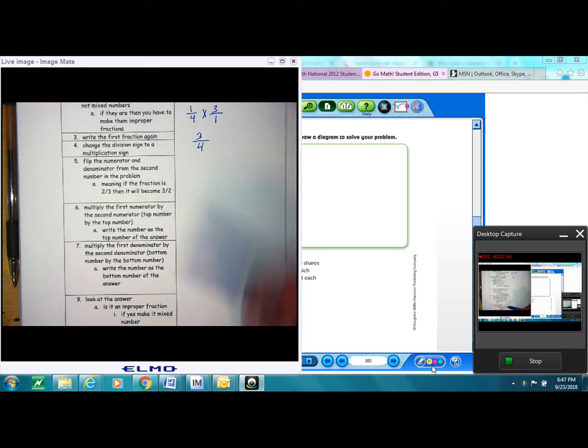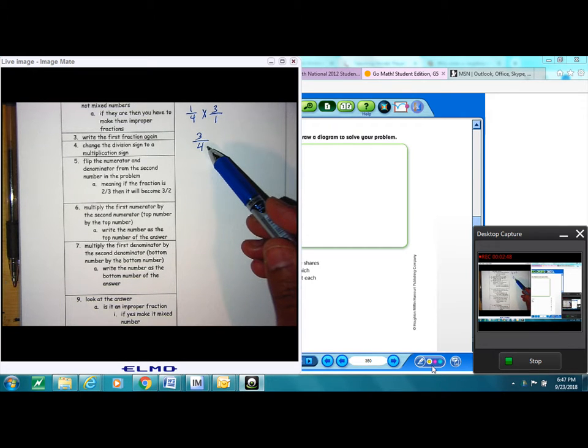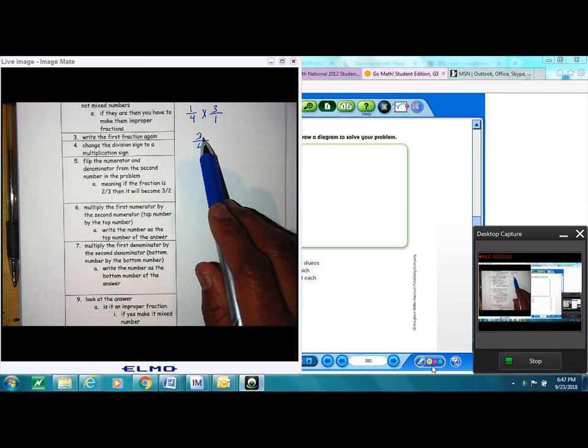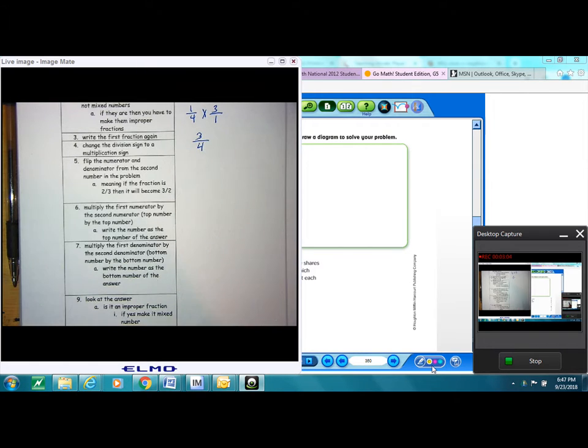So you look at the answer to see if it's an improper fraction. It is not. An improper fraction means the top number is bigger than the bottom number. This is not an improper fraction. It says, can it be reduced? And this number cannot be reduced. It's in simplest form, so it cannot be reduced.